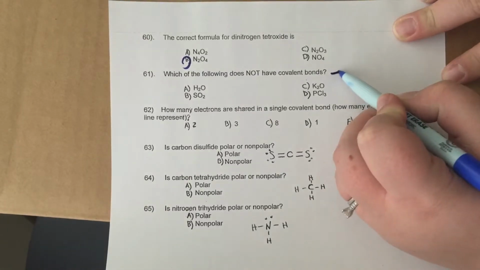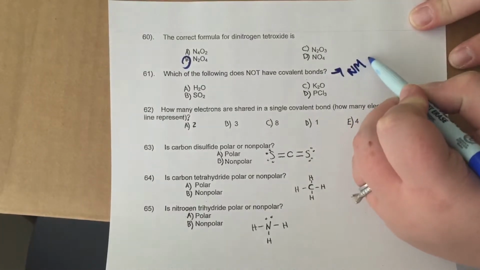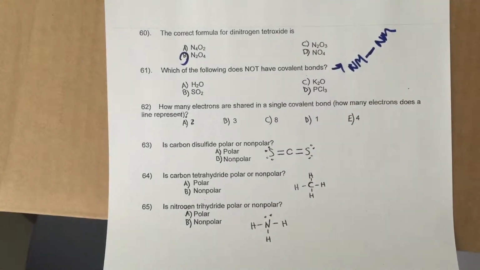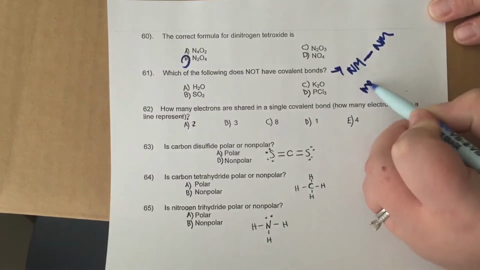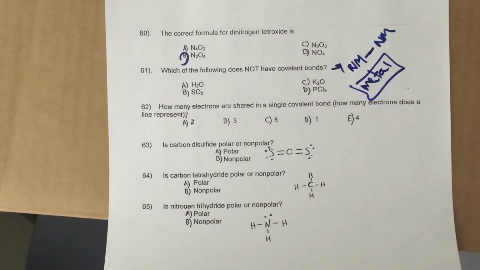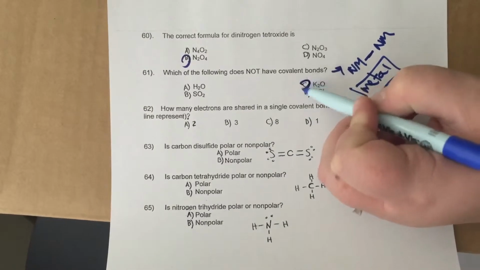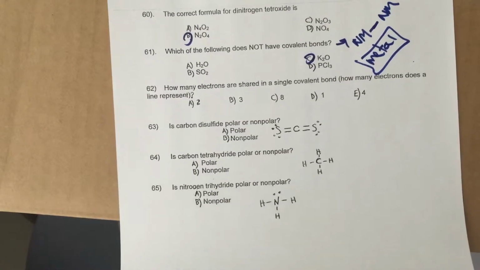Which of the following does not have covalent bonds? Covalent bonds, again, are nonmetals to nonmetals, okay? So I'm looking for something that does not have that. So basically what I'm looking for is something that has a metal in it, because that would not have the covalent bonds. And so when I look at that, the correct answer is letter C.